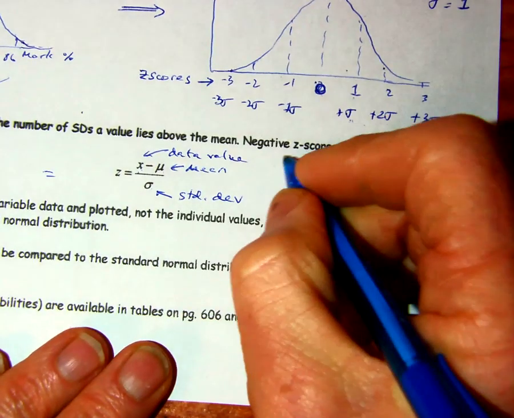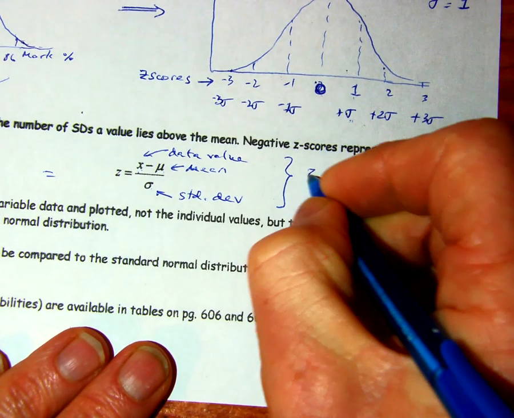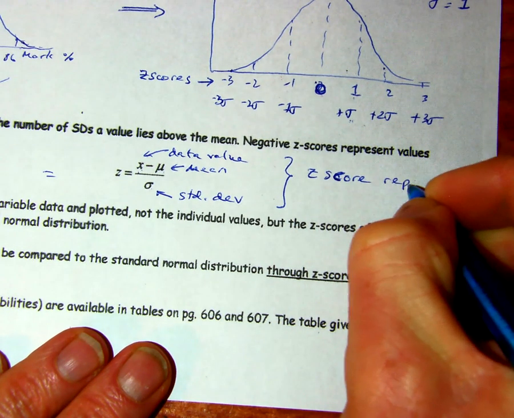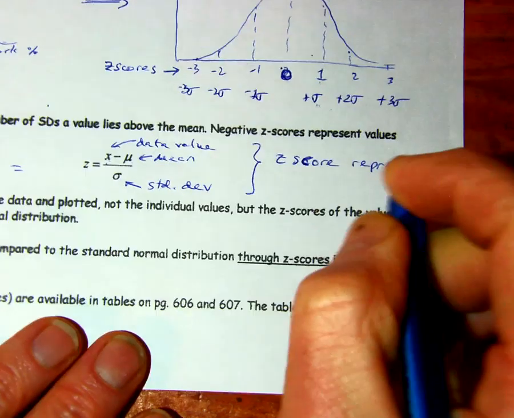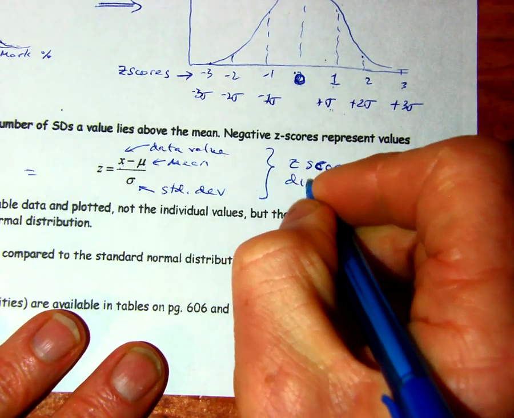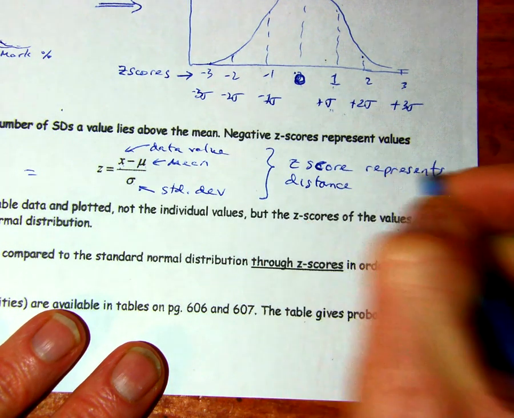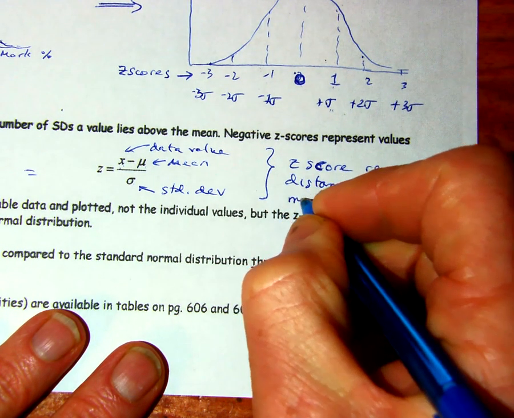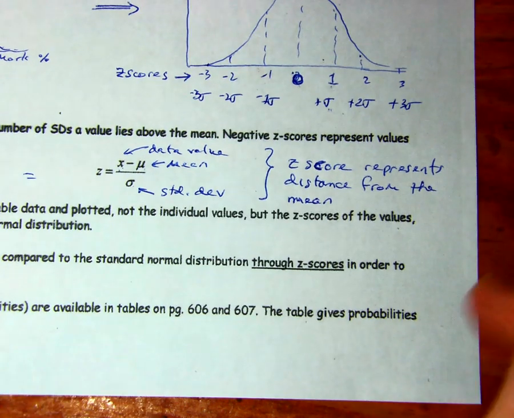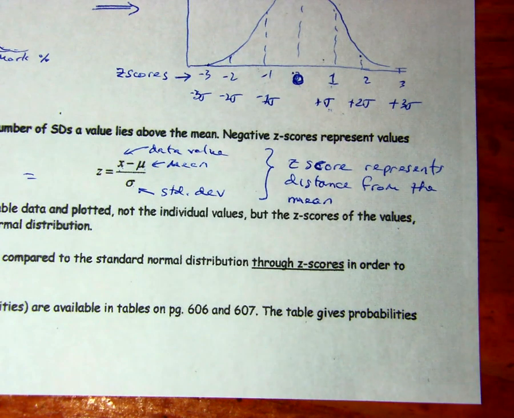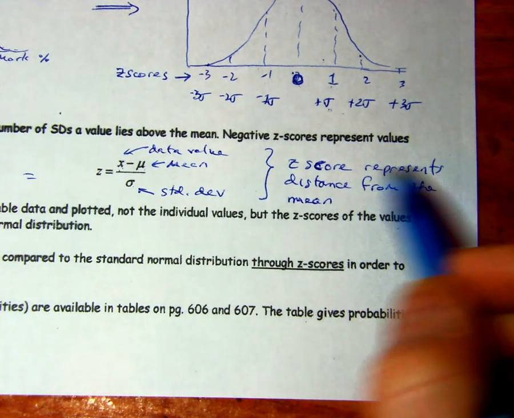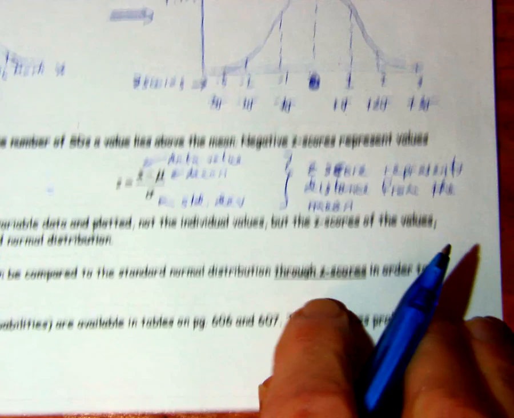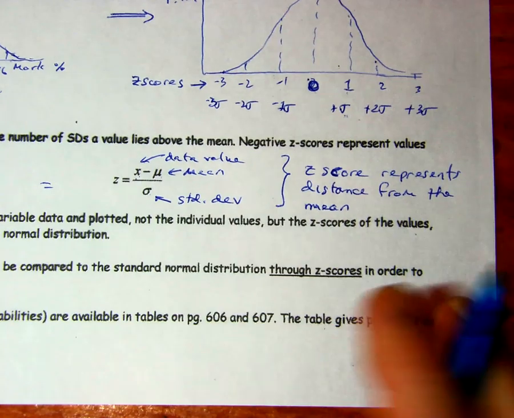So basically all a z-score represents is the distance from the mean, in terms of the number of standard deviations away from the mean. That's what I should have written. A z-score represents the number of standard deviations from the mean. All right. So, an example.